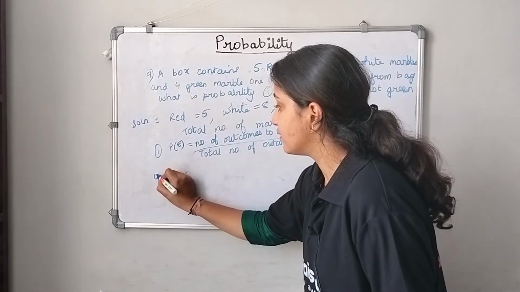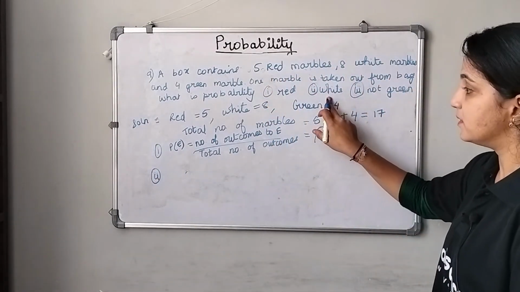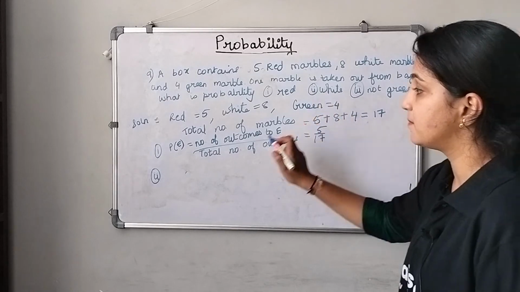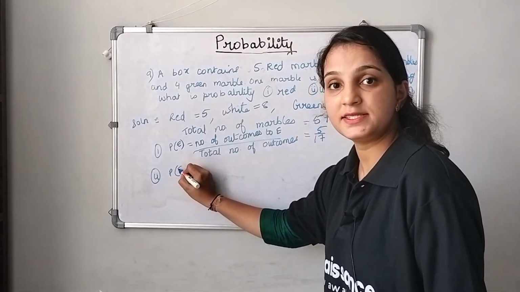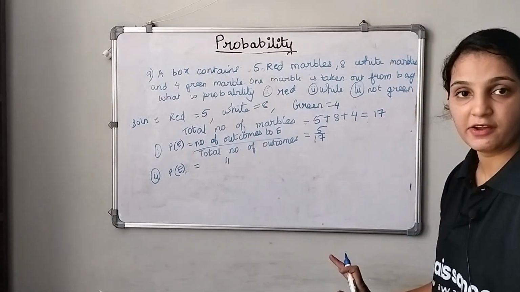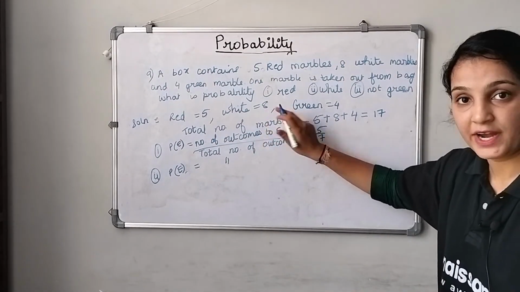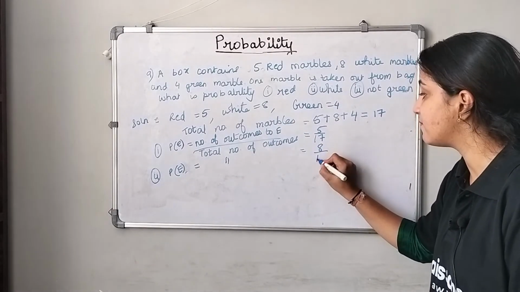Then second, white marbles. Probability of white marbles. P of E is the same. The formula is the same for every event. So how many white marbles are there? 8 white marbles. So 8 upon 17.